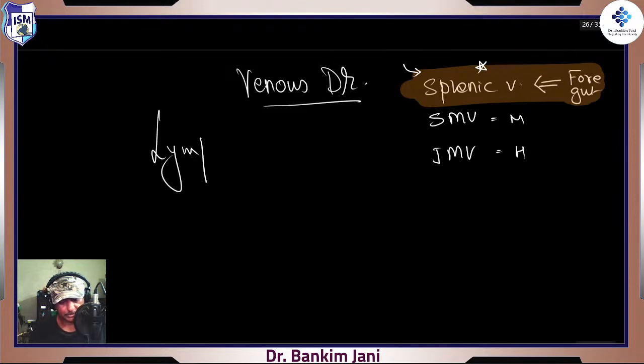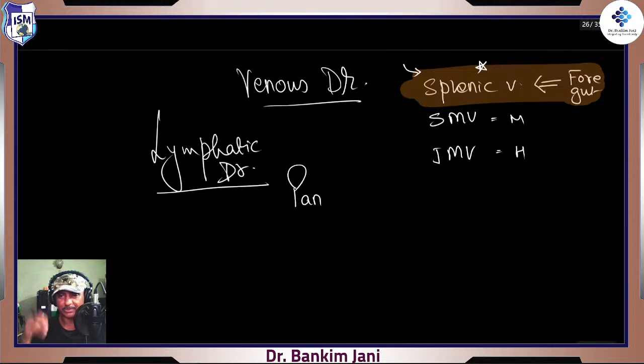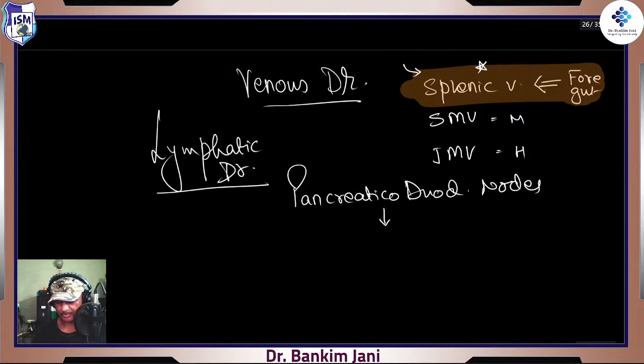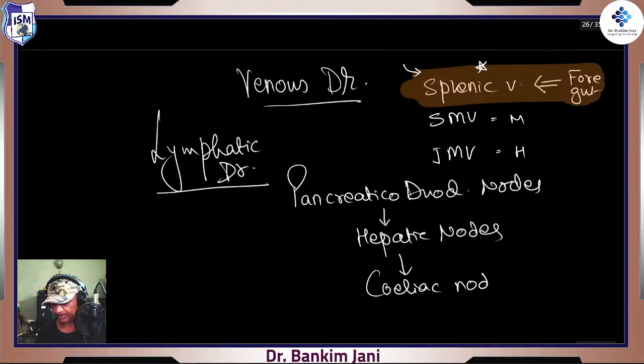Moving on to the lymphatic drainage. Lymphatic drainage, so many names, right? It goes from the small fish to the bigger fish to the bigger fish to the shark. The same thing happens over here. Pancreaticoduodenal nodes are those which supply just this much, the pancreas and duodenum. Then from there they go to the hepatic nodes, because they are much more widespread and bigger. And from there it goes to the celiac nodes.